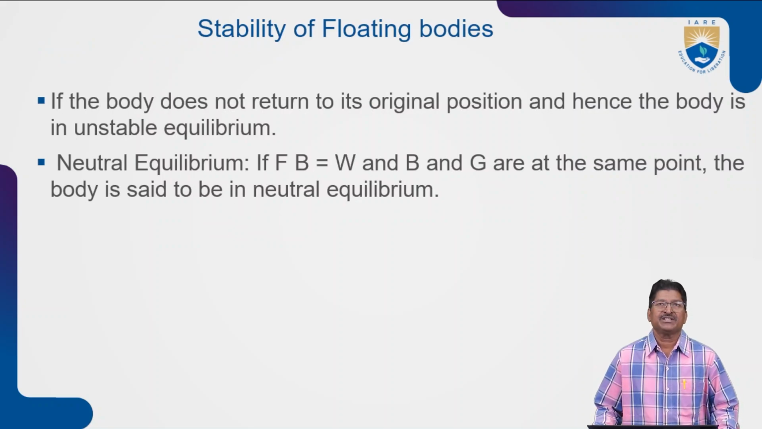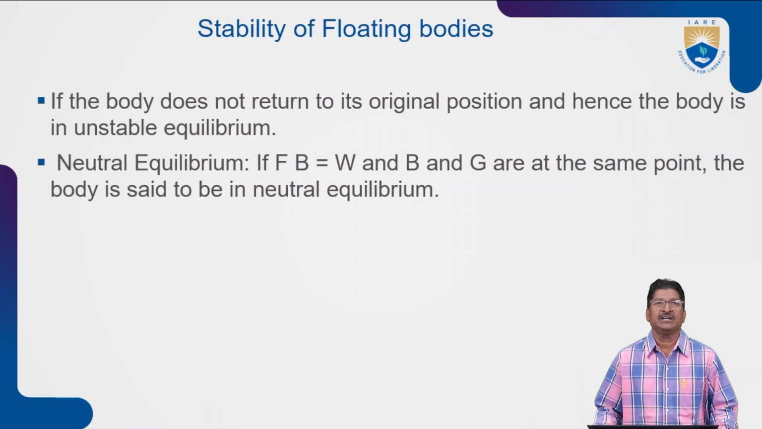And today's topic is stability of floating bodies. Stability means what? If they are in equilibrium, equilibrium is called stability. And floating bodies: in a fluid, if the object is floating, for example ships, boats, etc., that object is called a floating body. How the stability is there, those are the contents we will deal with today.